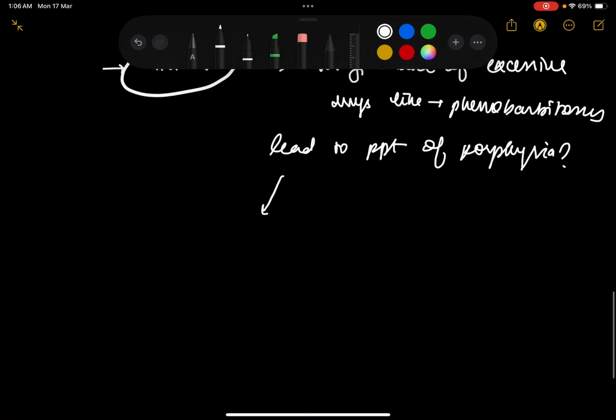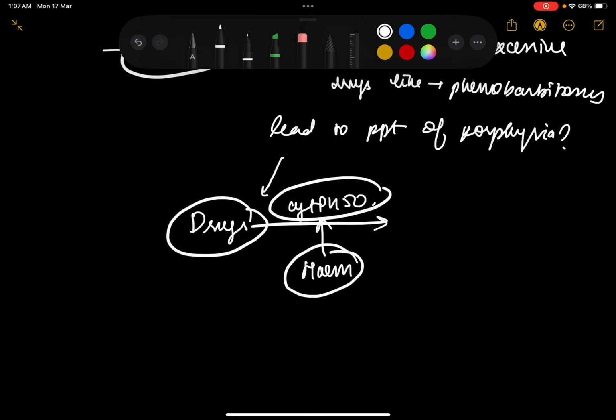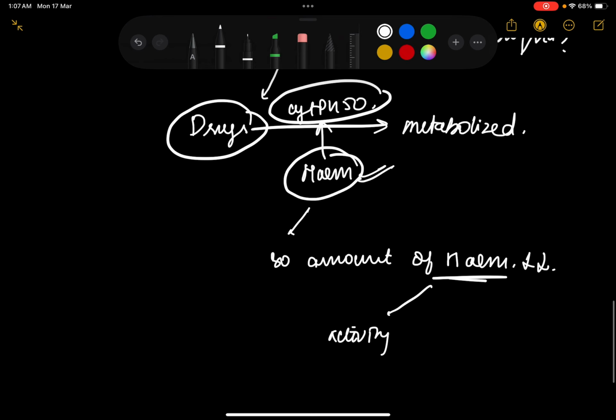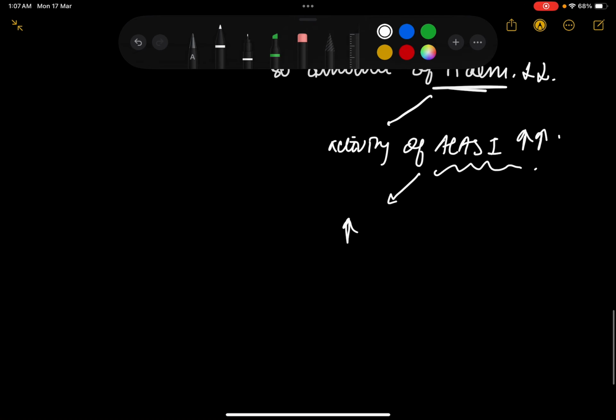Now the answer to this is, we know that drugs are metabolized by the cytochrome P450 monooxygenase system. Now this requires heme. So drugs are metabolized, but heme is utilized. So the amount of heme decreases. So if heme decreases, the activity of synthase 1 is increased. So if there is increased activity of synthase 1, there will be increased production of heme.